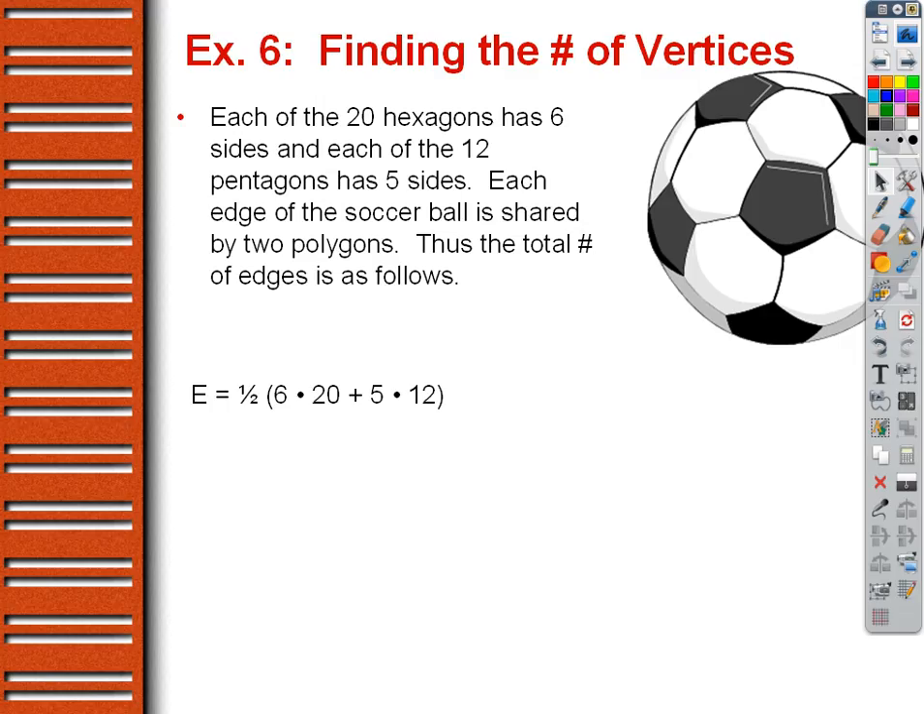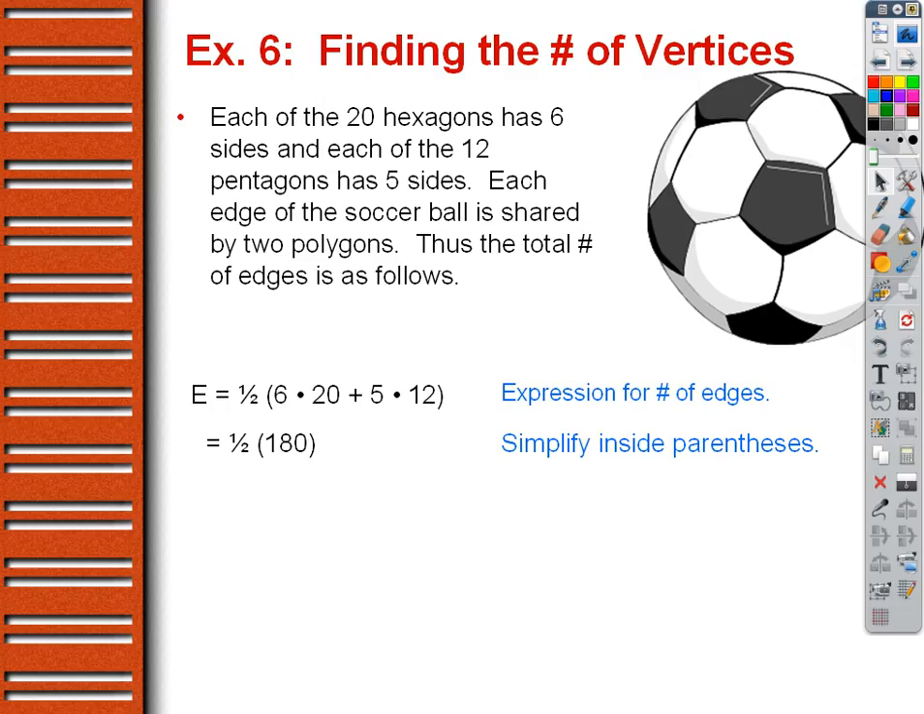So we have 20. We said we have 20 hexagons, right? So 6 times 20 is going to give us 120 shared edges from that. We had 12 pentagons. 5 times 12 is 60, so 60 shared edges from those. So a total of 120 plus 60 is 180. I have 180 shared edges, but because they're shared, we've got to cut it in half. So we end up with 90 edges on this thing.